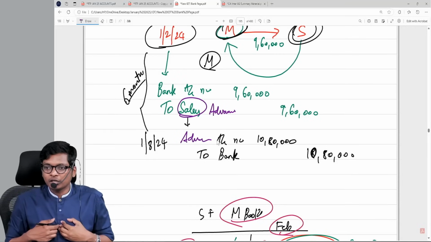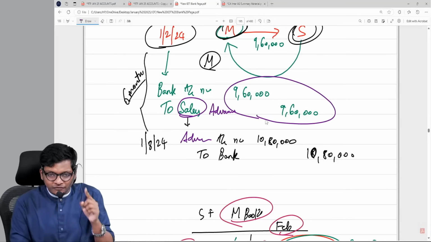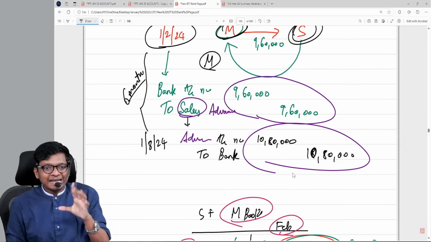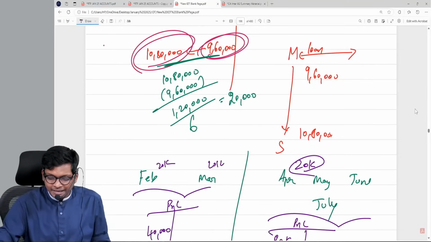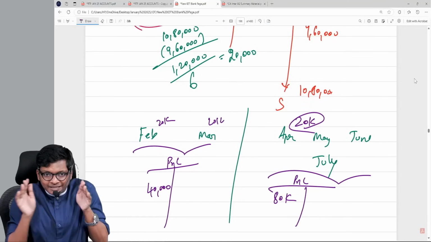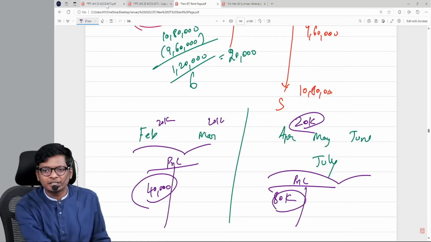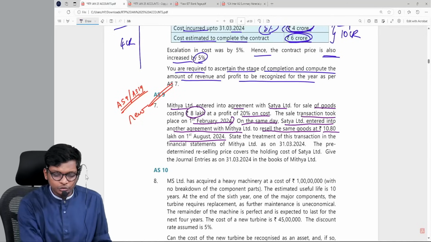So what is the final accounting? I took an advance of 9 lakh 60. I repaid the advance next year of 10 lakh 80,000, and the difference, interest, is amortized over the 6 months. 40,000 this financial year, 80,000 next financial year. Are you following, guys? Understood?